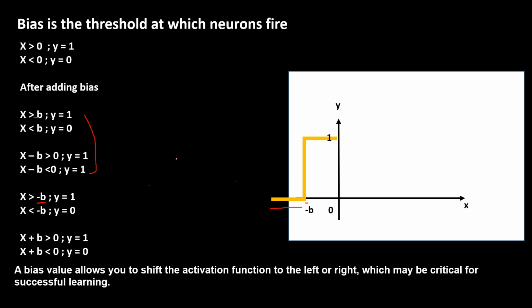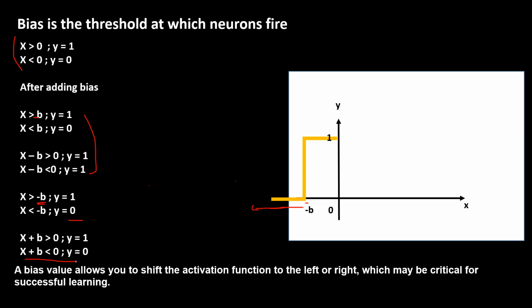So now the same equation holds as before, but now when x is greater than minus b, then y is equal to 1, and when x is less than minus b, meaning this side on the left side, y is equal to 0. Then we can shift this threshold with the bias term that we added on the left side so that we get a threshold at 0.